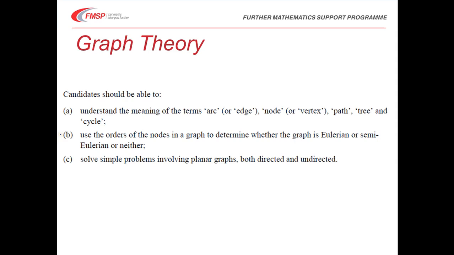So then in part B it says use the order of the nodes in a graph to determine whether the graph is Eulerian or semi-Eulerian or neither. So you do need to know about when a graph is Eulerian. So remember, Eulerian if all nodes have even order. Semi-Eulerian is when you have precisely two odd nodes, and then if it's neither of those, then it is neither.